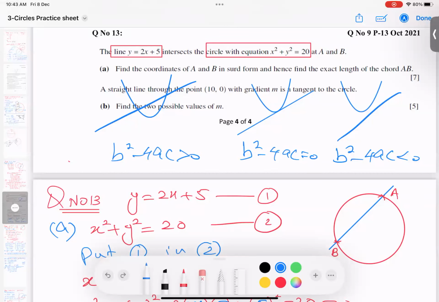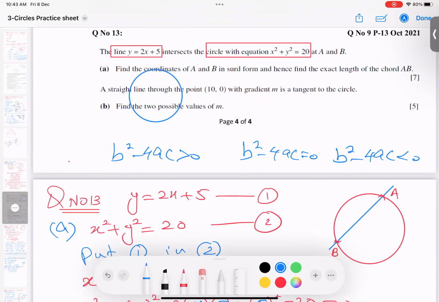But now the story changes. Now we have no more curve and line. We have circles: circle number 1, circle number 2, circle number 3. Story number 1, we have a circle and the line is not cutting. Second, touching.